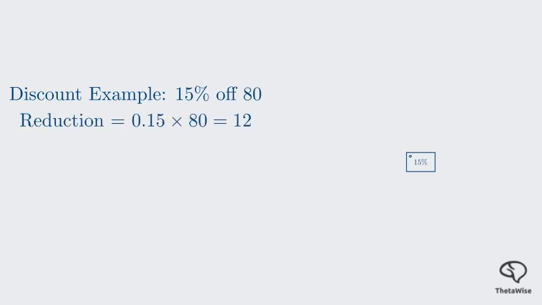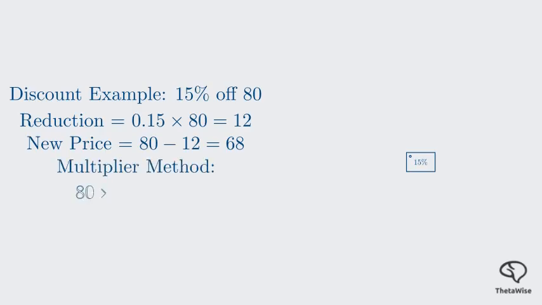If a jacket costs £80 and has a 15% discount, we calculate the reduction. The reduction is 0.15 times 80, which is £12. Subtracting the reduction from the original price, the new price is 80 minus 12, which is £68. Alternatively, you can multiply by 0.85, which represents the remaining 85% of the price. This multiplier method is much faster for your exam.